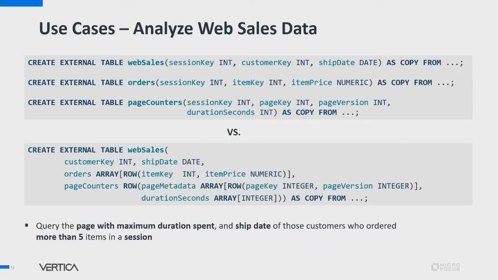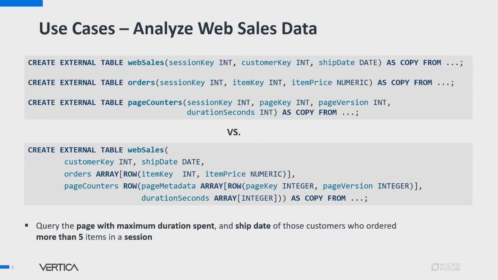So you can have the customer key, ship date as primary columns, and you can have orders, which is an array of a row type, and you can have page counters, which is a row of a page metadata and duration seconds. So you want to keep them separate because your primary applications are to look at the duration, and then based on that, you want to look at some of the page metadata.